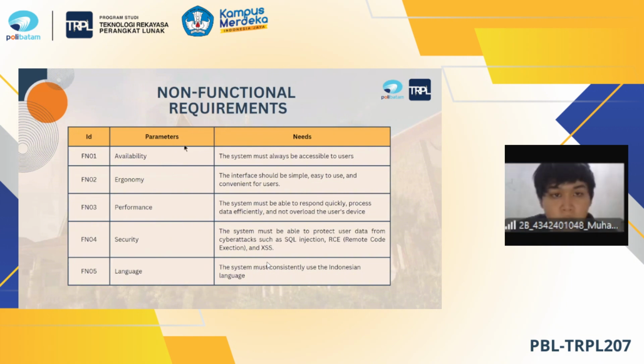Then, continuing with non-functional requirements, we have first availability. We need the system to be always accessible to users, as if the system goes down when the user uploads a document, it will be really bad. For ergonomics, the interface should not be confusing for users. For performance, as we are handling a lot of data, the system should not overload the user's device.